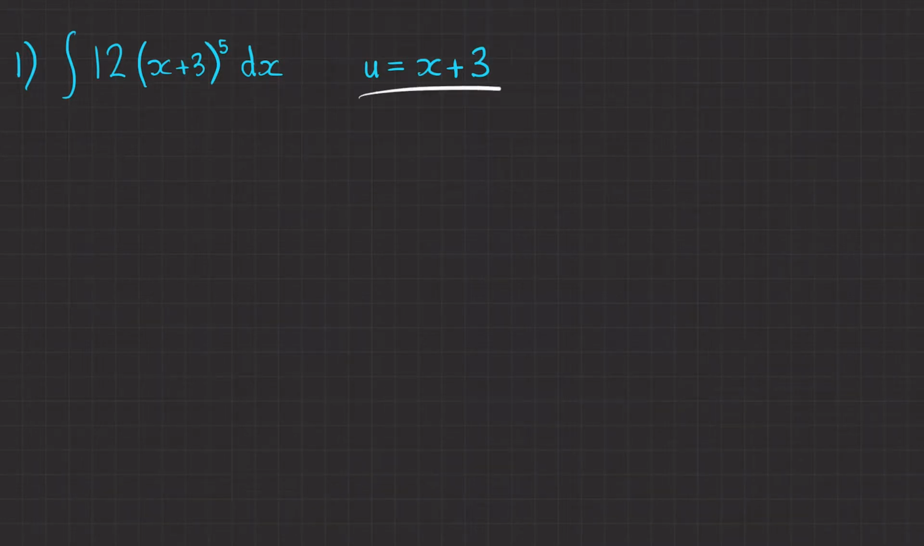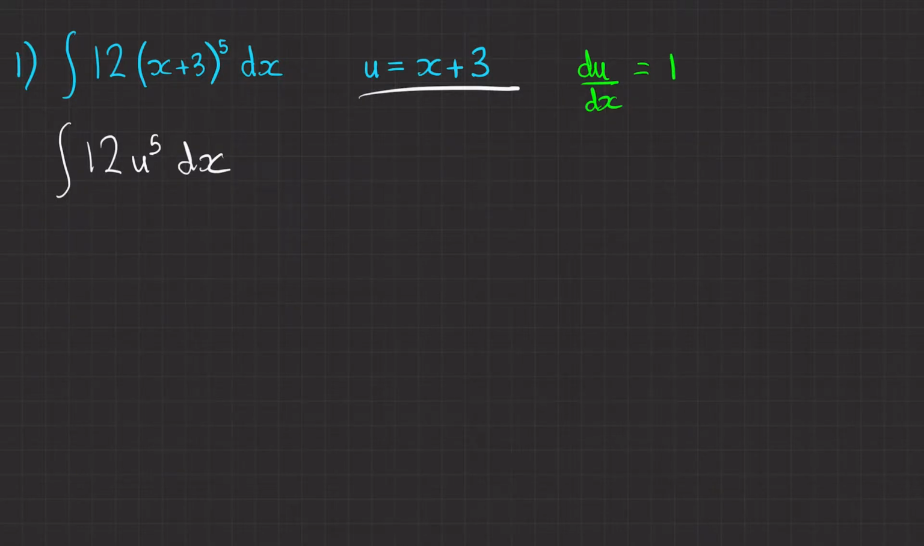Question 1, we've got the u term here, which is x plus 3, so we'll substitute that in. So we've got 12u to the 5 dx. We need to replace the dx with a du equivalent, so we'll differentiate our u term. So we'll have du by dx equals, well, it'll just end up being 1. So if we rearrange this, it'll be du equals dx. We can substitute this in now, so we'll have the integral of 12u to the 5 du.